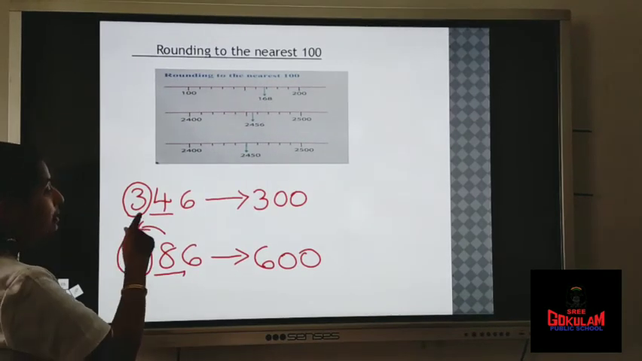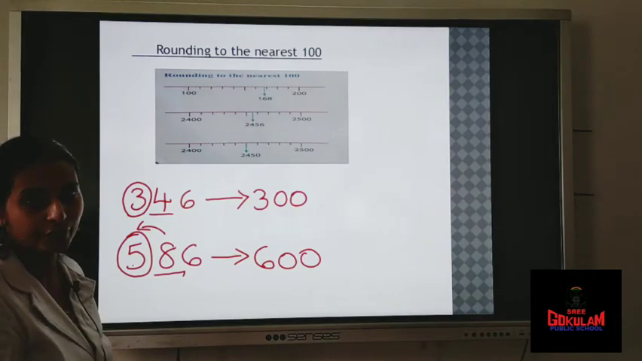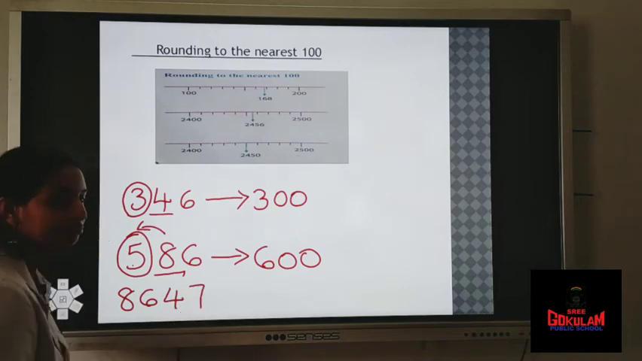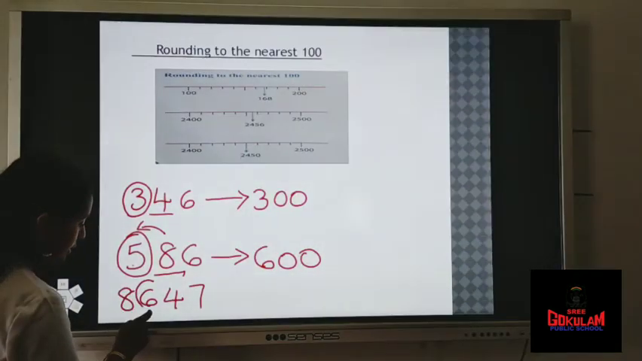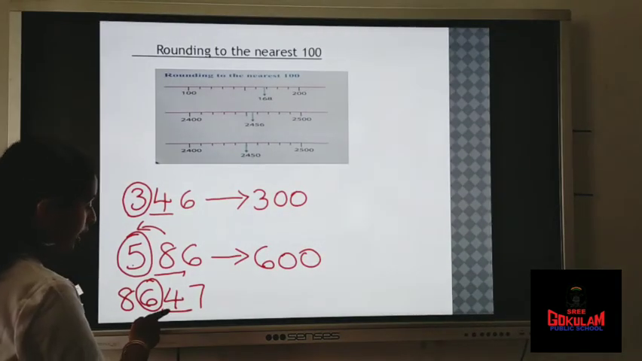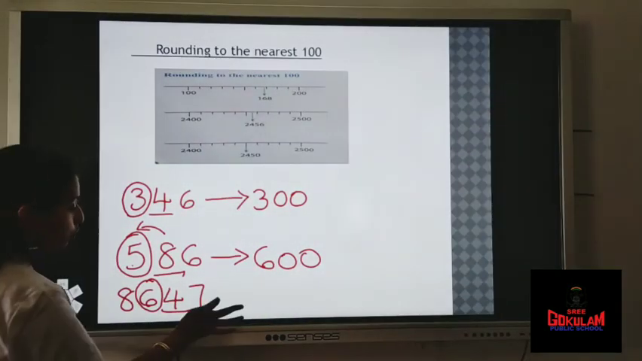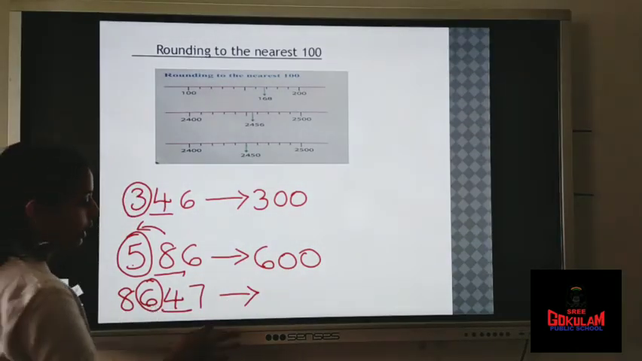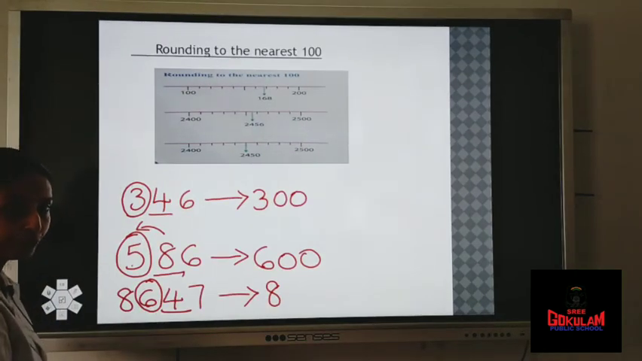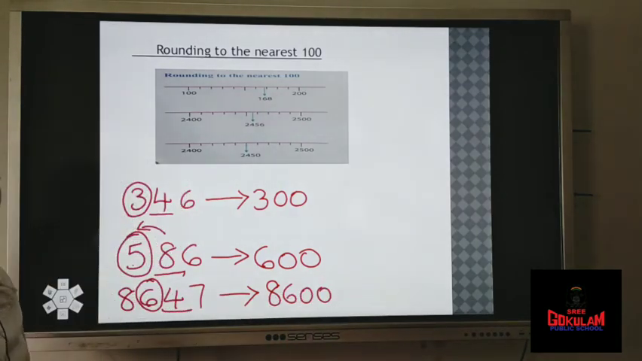That means 5 plus 1, it will become 6. That means we can round the number to 600. Suppose the number is 8647. So round the 100 place: circle the hundreds place, underline the tens place. And just check, it is 4. 4 is below 5, so we have to round down. So we can write the number as 8000. If it is below 5, we have to write the same number 6. 8600.